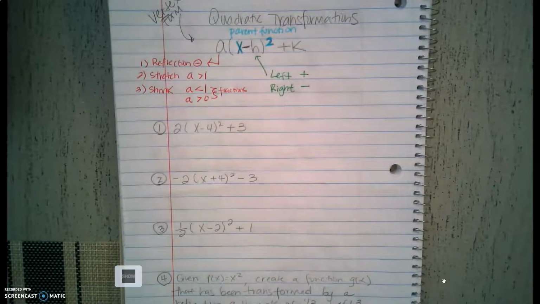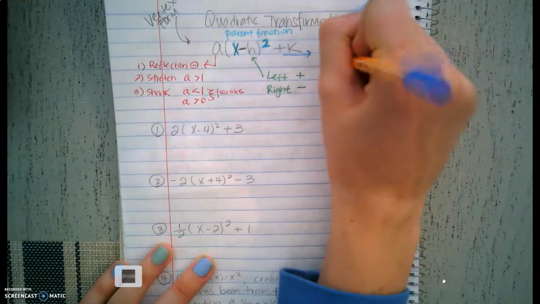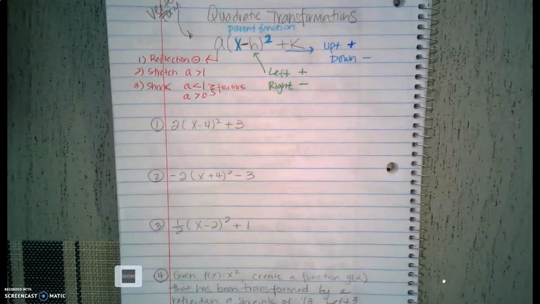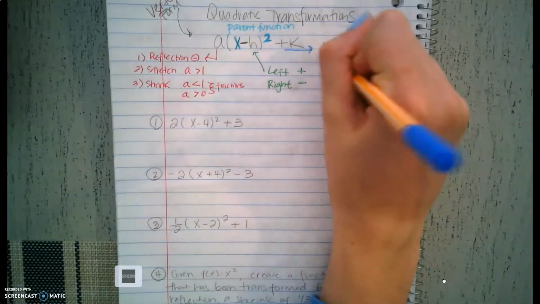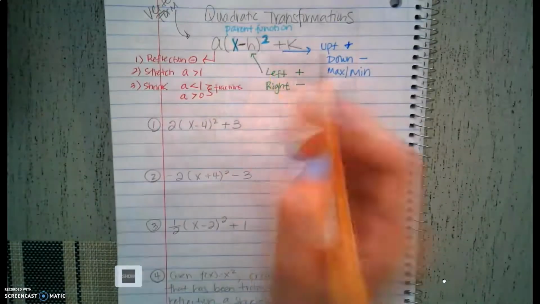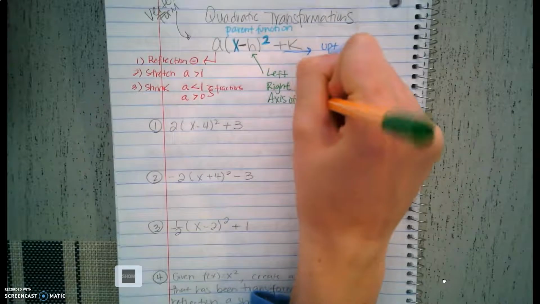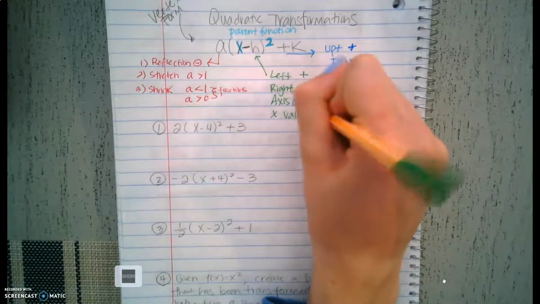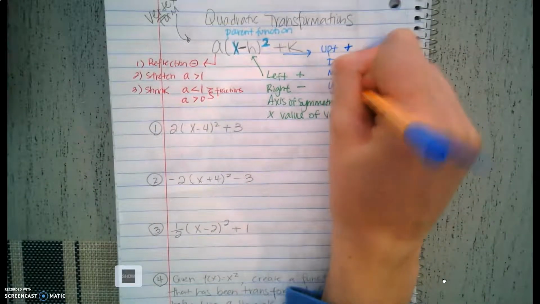The last letter here, K, we can go up when it's positive, down when it's negative. Okay. Up when it's positive, and it looks like I wrote a positive twice on accident, down when it's negative. Okay. This K value, remember, also represents your max and your minimum. And the H value, this is your axis of symmetry. Because this is the X value of your vertex. And that K value is the Y value of your vertex.